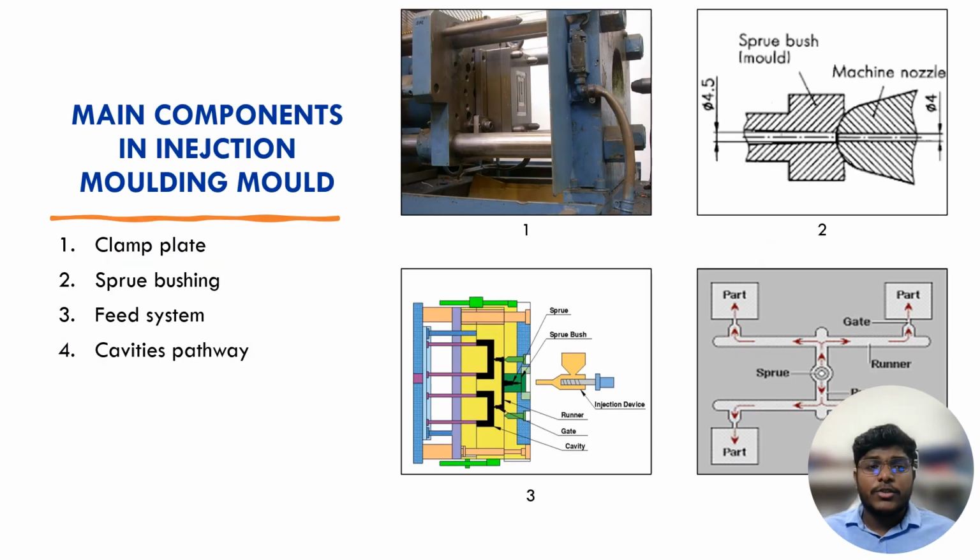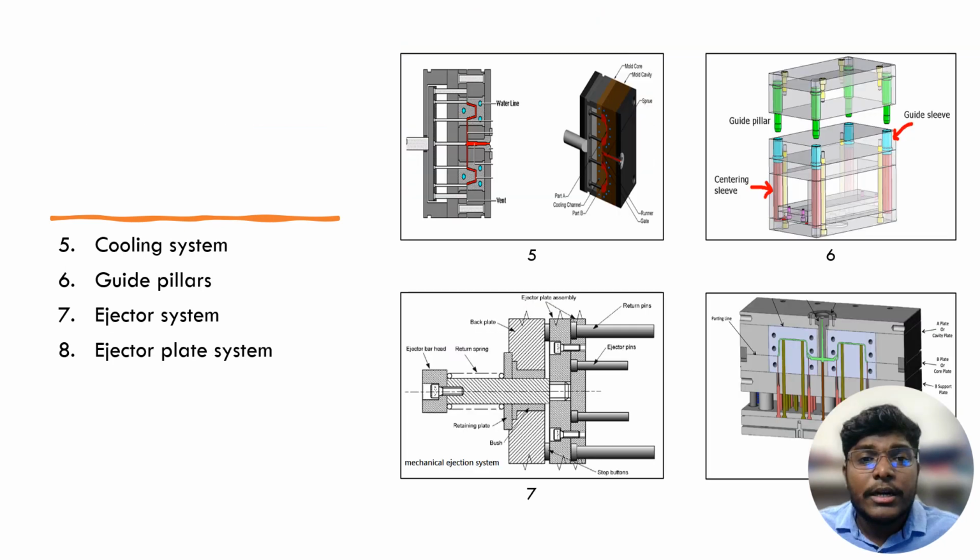The main components of the injection molding mold. There are eight types of main components in an injection molding mold. The first is the clamp plate, and the second is the sprue bushing. The third one is the feed system. Fourth is the cavity pathway, and the fifth is the cooling system, and sixth is guide pillars, ejector system, and the last is the ejector plate system.